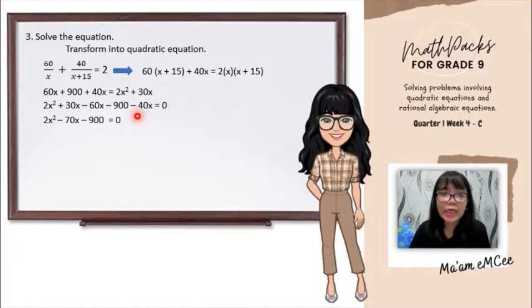Kailangan ang sign. So, 30 minus 100 or 100 minus 30 is equal to 70. Then, between 30 and 100, mas taas si 100. So that, ang aton niya sign or final sign is negative. That is why we have here negative 70x. So, 2x squared minus 70x minus 900 equals 0. This is now our quadratic equation in standard form.